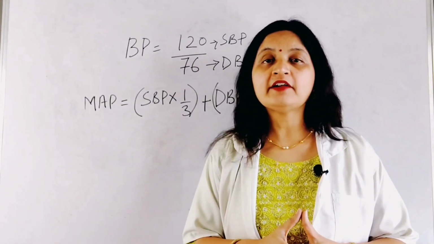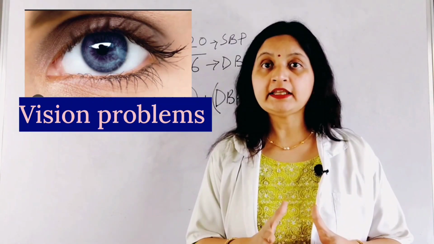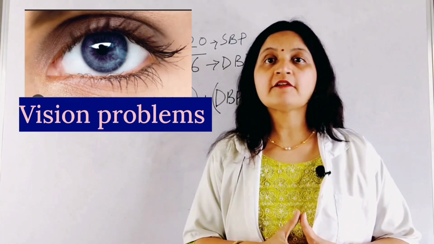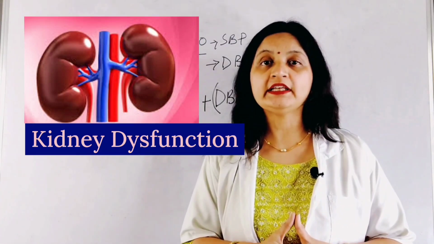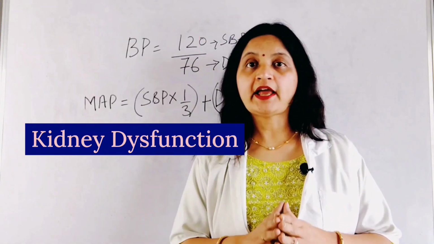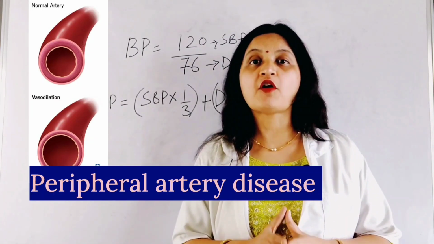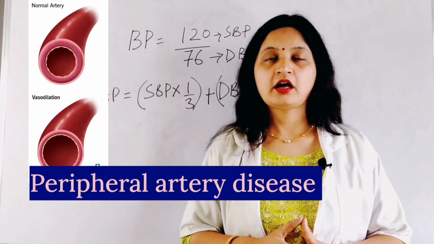Damage to the retinal blood vessels can cause vision problems and in severe cases can even lead to blindness. Damage to the blood vessels of the kidney can cause kidney dysfunction, which can also lead to kidney failure. Sustained hypertension can cause damage to the peripheral blood vessels, which increases the chances of aneurysm and other vascular disorders.